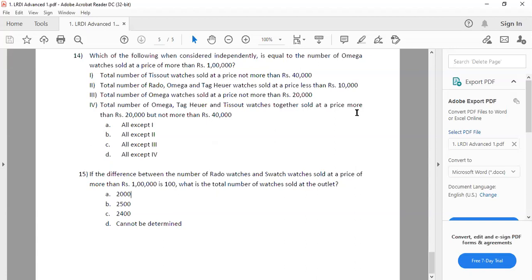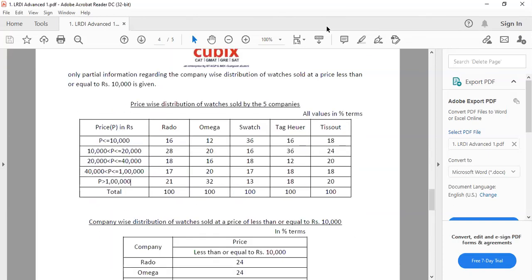Last one. The difference between Rado and Swatch more than a lakh is 100. So Rado and Swatch price more than a lakh. Swatch would remain 13. I think this became double. I think. Oh no, sorry. 3 times. 63. So what is the difference between 63 and 13? 50. Correct. Yes, sir.